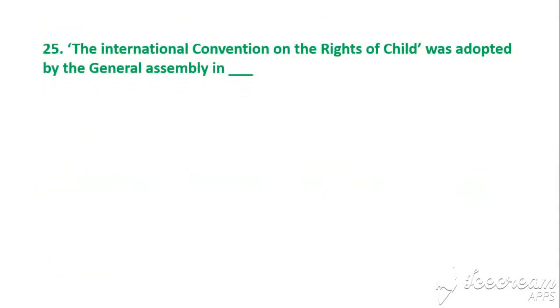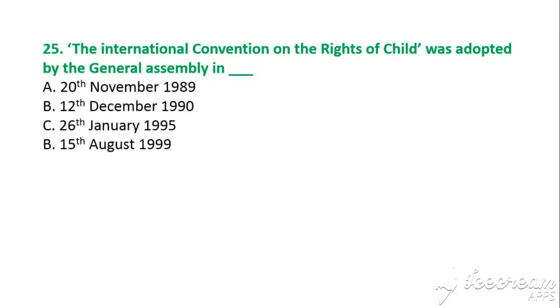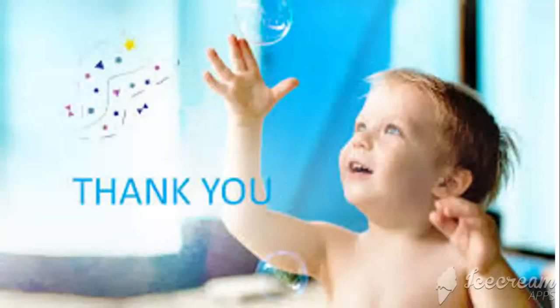Last question. The International Convention on the Rights of the Child was adopted by the General Assembly on which date? 20th November 1989, 12th December 1990, 26th January 1995, 15th August 1999. So A is the right answer, 20th November 1989.